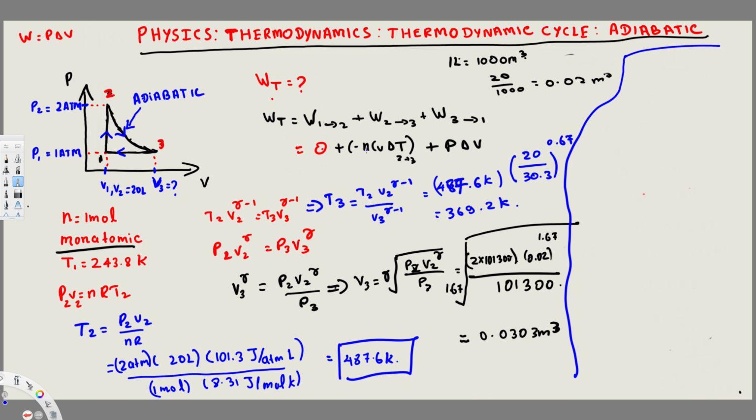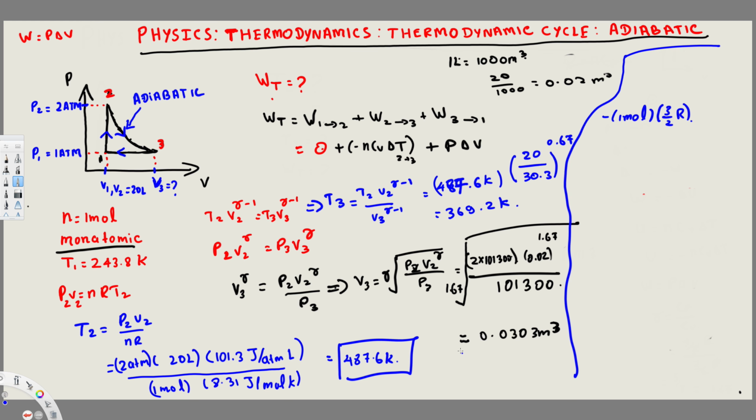So here we are trying to find minus NCV delta T. Minus N is 1 mole. And then we have CV. So CV for monoatomic gas is going to be 3 by 2 R. Then delta T is going to be final minus initial. So it's going from 2 to 3. So it's going to be T3 minus T2.